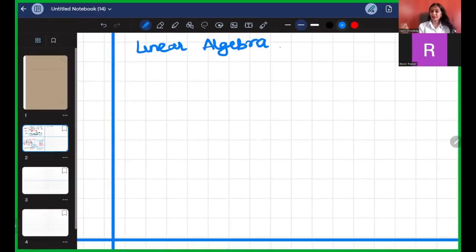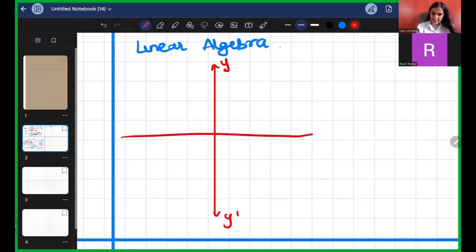Linear algebra. So we all know about the y-axis, y dash and y, and the x-axis, x and x dash. This is the x-axis and y-axis. They intersect at the origin, right? And x and y can be plotted in this.